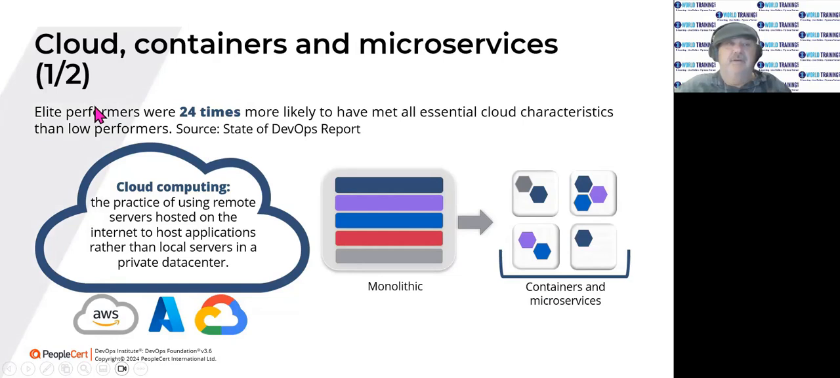Cloud, containers and microservices, there's a couple of high-level charts here. One thing that has been proven through the different studies, through the State of DevOps reports, is the highest DevOps performers were much more likely, in fact, 4 times more likely to have met all essential cloud characteristics than low performers. In other words, the high performers are leveraging cloud resources. So cloud computing, as you probably know, is the practice of using servers remotely hosted on the internet, hosting applications rather than local servers in private data centers. And with large monolithic applications, the best practice is to transform them into more modular architectures with containers containing microservices, usually one microservice per container to make things more flexible.